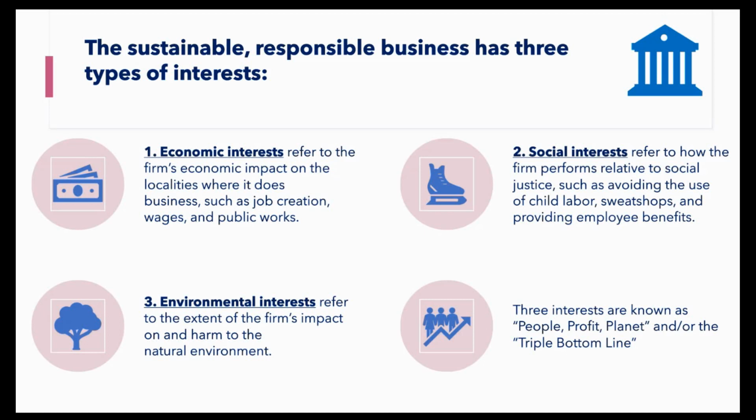So economic interests are important, and social interests are also important, which refer to how the firm performs relative to social justice, such as avoiding the use of child labor, sweatshops, and providing employee benefits. And environmental interests refer to the extent of the firm's impact on and harm to the natural environment.